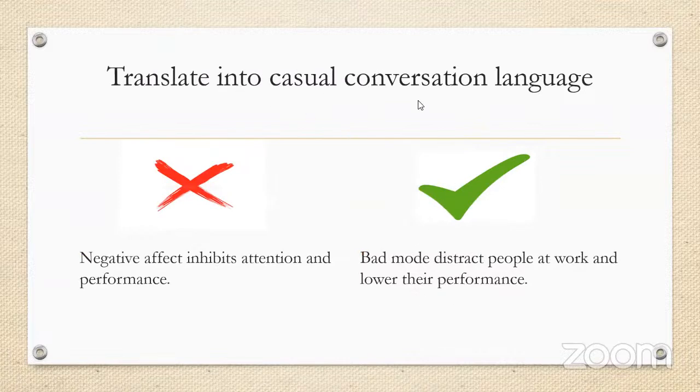Translate into casual conversation language. For example, if we say negative effect inhibits attention and performance, this is like a dull sentence. You can say in easy words, bad mood distracts people at work and lowers their performance. It's a bit more understandable.